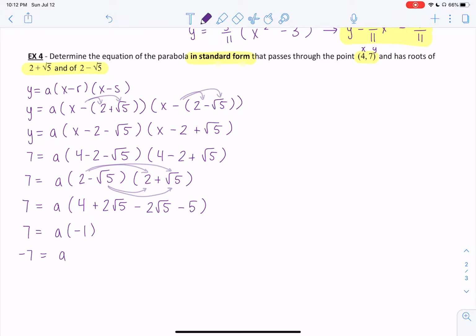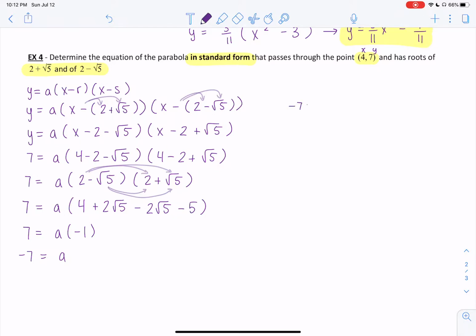So let's fill that a value into our equation. We will have y equals negative 7 times (x minus 2 minus root 5) and (x minus 2 plus root 5). Now the last thing is that we were asked to do this in standard form, so we're going to have to multiply this out just to make sure that we have it as simple as possible.